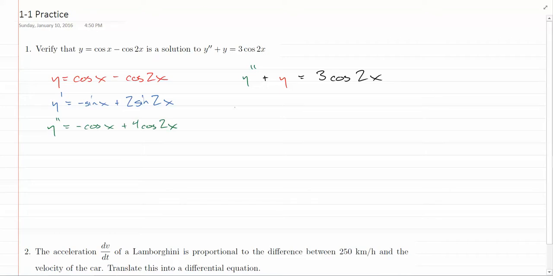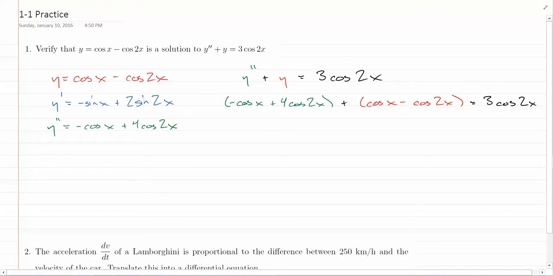Alright, well, I plug in the green thing. That's minus cosine x plus 4 cosine of 2x. I plug in the red thing, which was the original y. That's cosine x minus cosine of 2x. And we have to see, is that equal to 3 cosine of 2x? Okay. Notice I put parentheses around those things. I didn't really have to here, although it's not a bad idea.